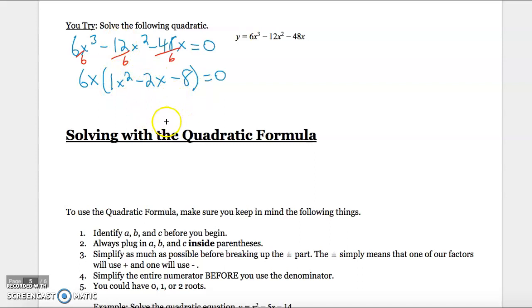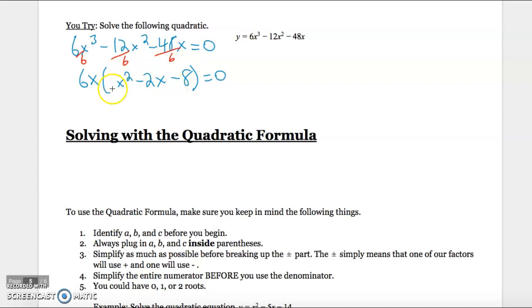Did you automatically try to start the box method, or reverse box method, excuse me? You don't need it because you don't actually have a number in front of your x squared. So watch out for that, because you guys go a little crazy and do extra work sometimes. So we can just use regular factoring with this.